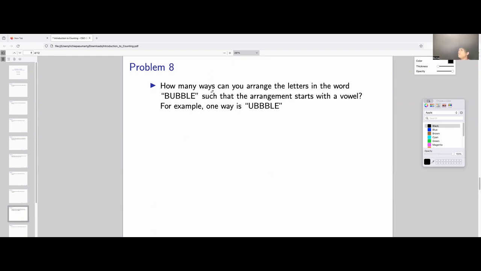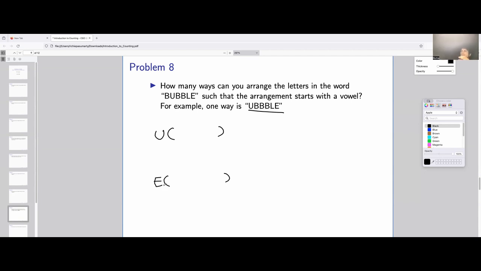All right, this next question: how many ways can we arrange the letters in the word bubble such that the arrangement starts with a vowel? Okay, so for example, this is one way. This problem is a little bit different. Let's first start by identifying what the vowels are. B is not a vowel, U is a vowel, L is not a vowel, E is a vowel. So it has to look like U followed by something. That's one case. Or it could look like E followed by something. That's another case.